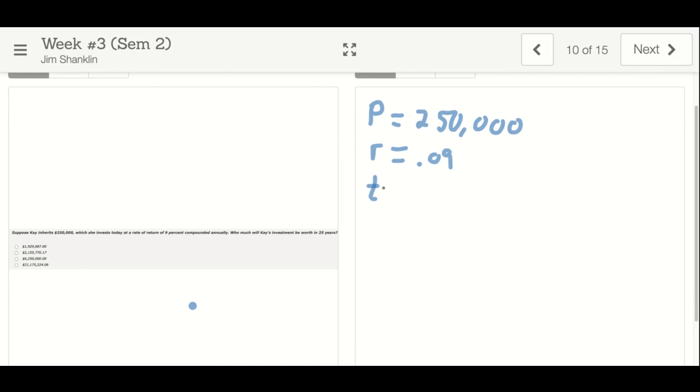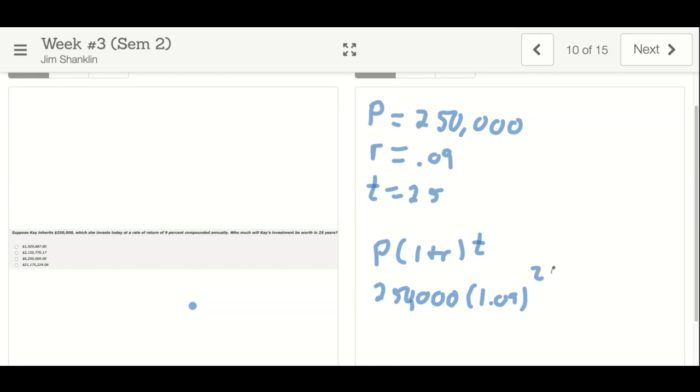And this is going to be, my t-value is going to be 25 years, and it's compounded annually. That means one time a year. So that means I can use this formula, P(1 + r)^t. So that's going to be 250,000 times 1 plus 0.09, which would be 1.09 to the 25th power.